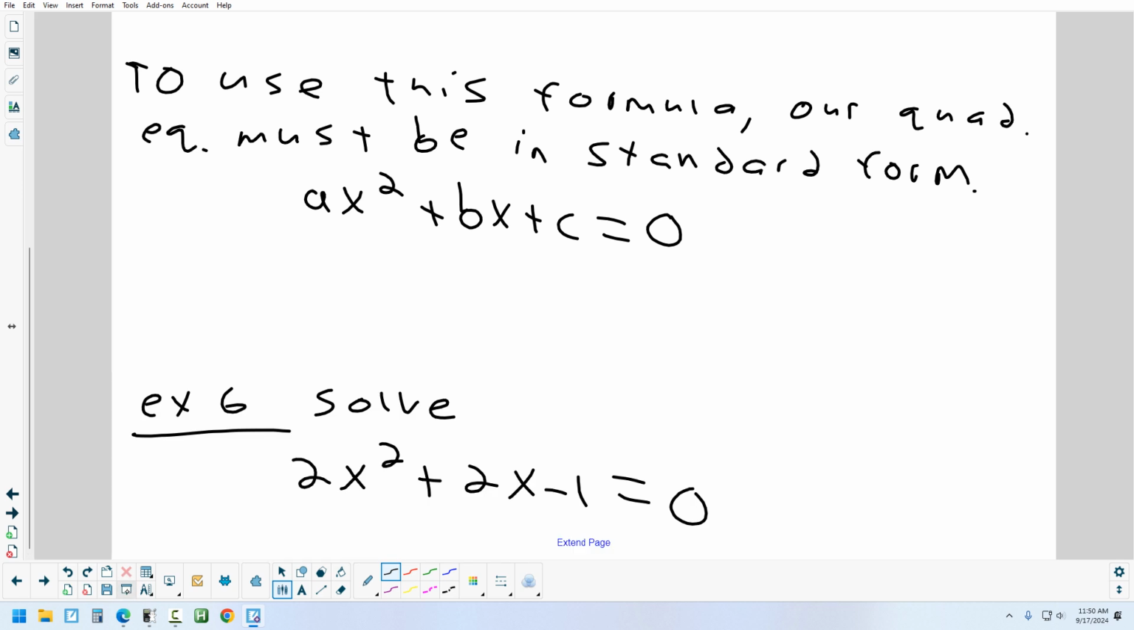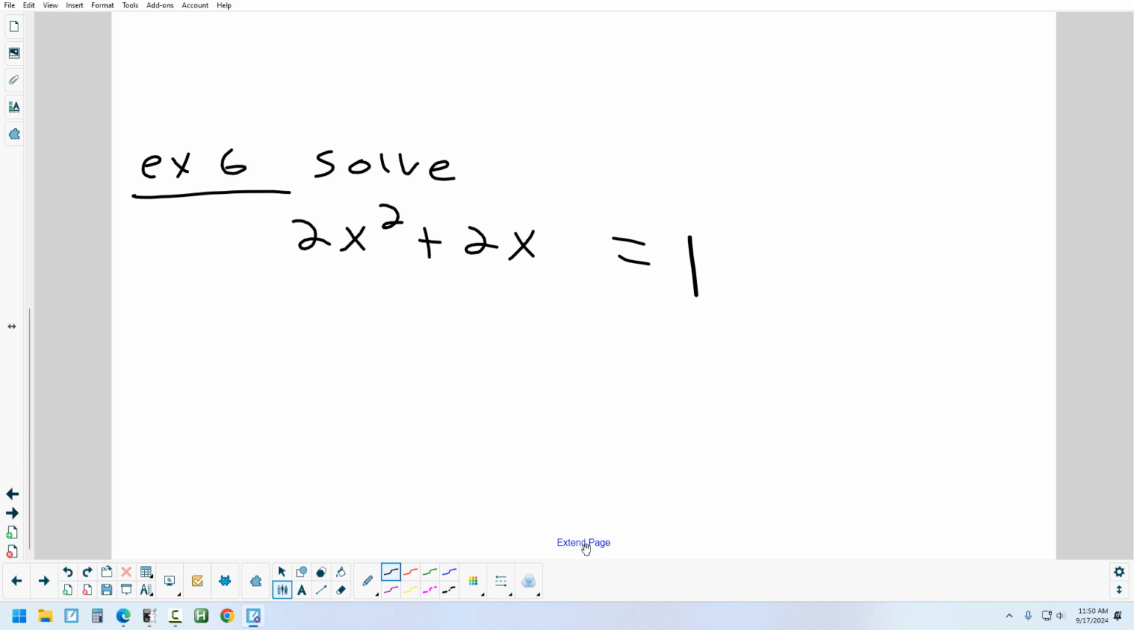Let's try this one. So 2x squared plus 2x equals 1. Is that in standard form? No, not in standard form. John, what do I have to do to get that into standard form? Subtract 1. Yep, subtract 1 on both sides.